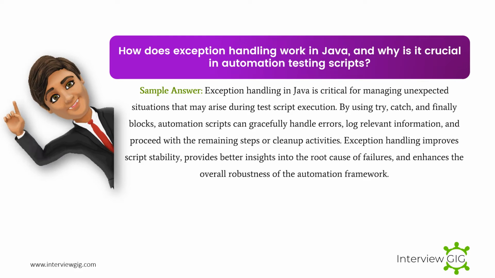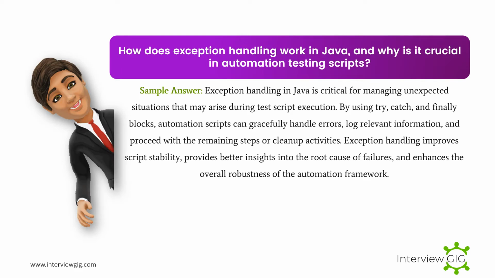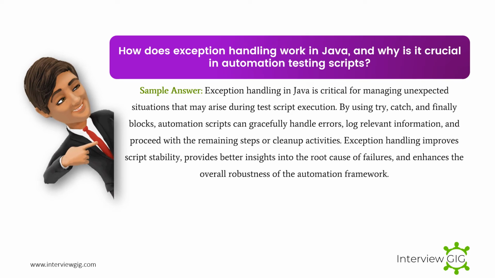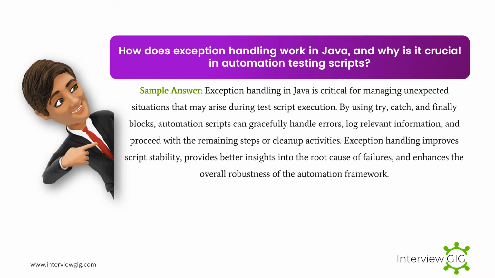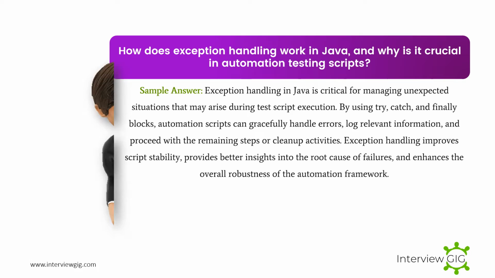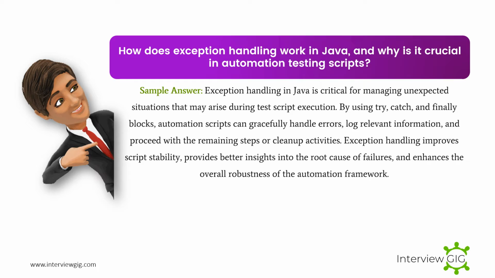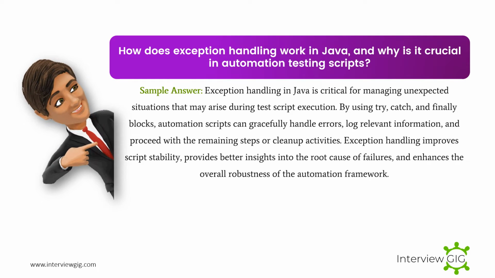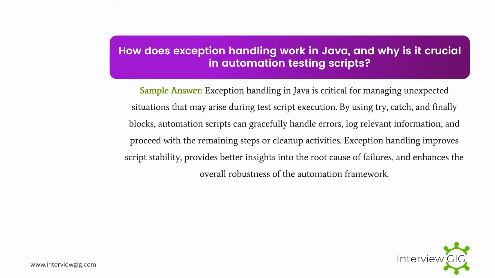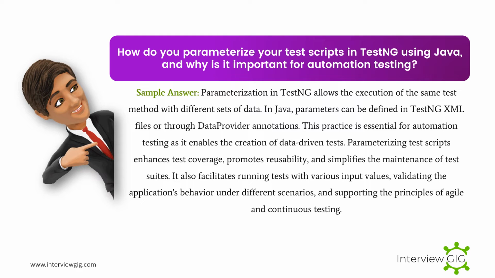How does exception handling work in Java, and why is it crucial in automation testing scripts? Exception handling in Java is critical for managing unexpected situations that may arise during test script execution. By using try, catch, and finally blocks, automation scripts can gracefully handle errors, log relevant information, and proceed with the remaining steps or cleanup activities. Exception handling improves script stability, provides better insights into the root cause of failures, and enhances the overall robustness of the automation framework.